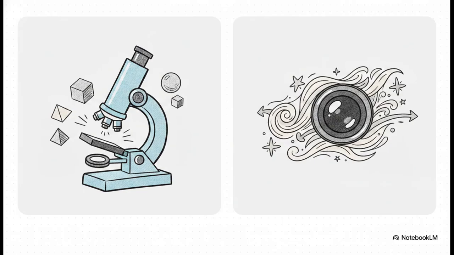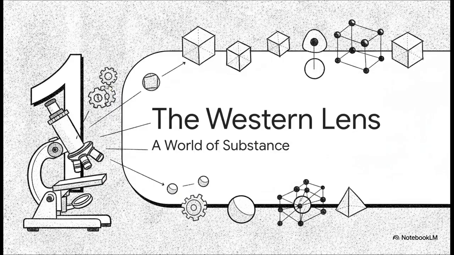To really wrap our heads around this, we need to introduce a two lenses concept. Imagine early thinkers looking at the exact same universe. The West essentially picked up a microscope. They wanted to zoom way in and see the physical, independent building blocks of reality, what we call the substance. The East, on the other hand, picked up a wide-angle lens. They weren't looking for isolated blocks at all. They were looking for connections, relationships, and the changing properties between things. So let's look at Section 1, the Western lens, a world of substance.